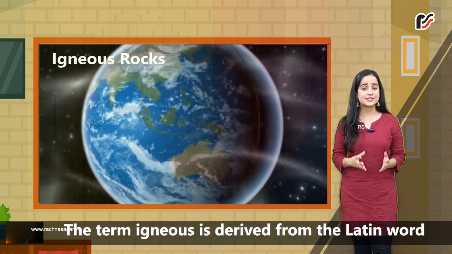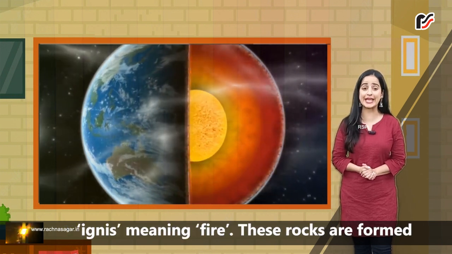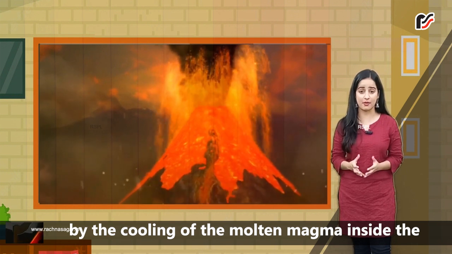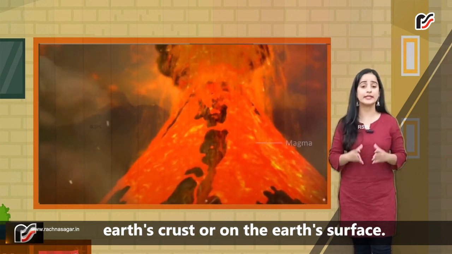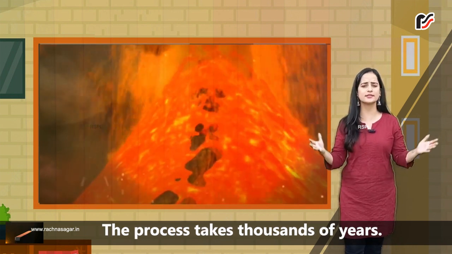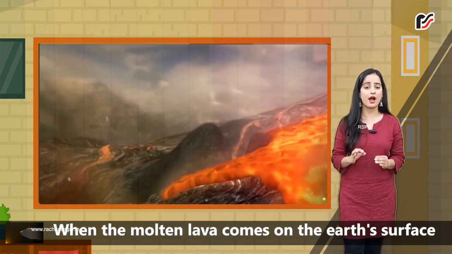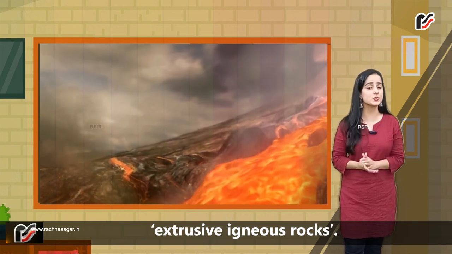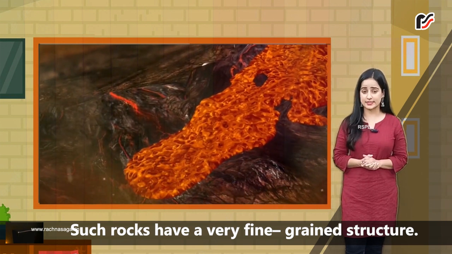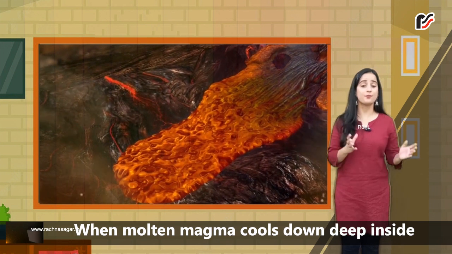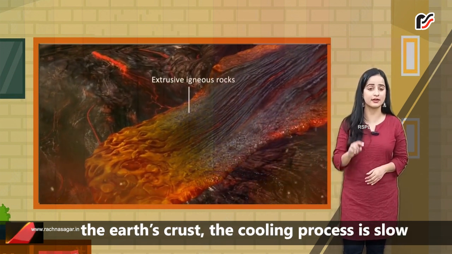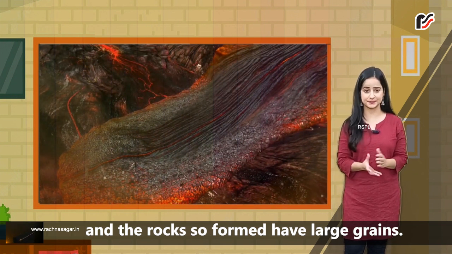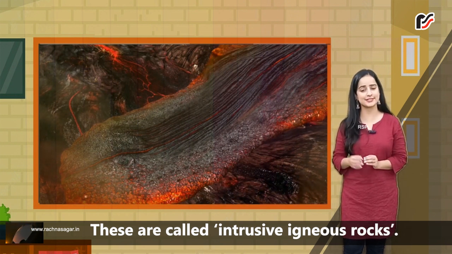Igneous rocks. The term igneous is derived from the Latin word ignis, meaning fire. These rocks are formed by the cooling of the molten magma inside the Earth's crust or on the Earth's surface. The process takes thousands of years. When the molten lava comes on the Earth's surface and cools down rapidly on the crust, it forms extrusive igneous rocks. Such rocks have a very fine grained structure. When molten magma cools down deep inside the Earth's crust, the cooling process is slow and the rocks so formed have large grains. These are called intrusive igneous rocks.